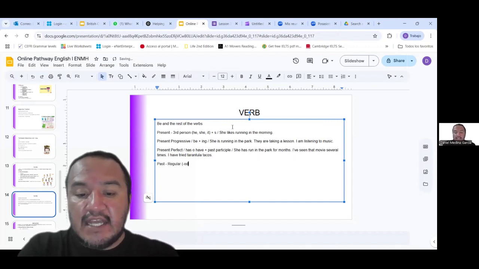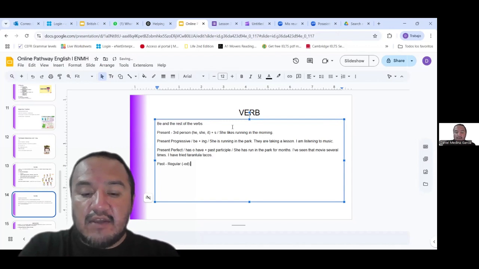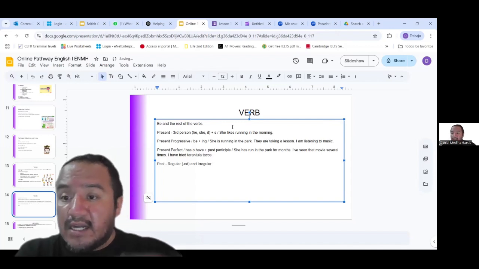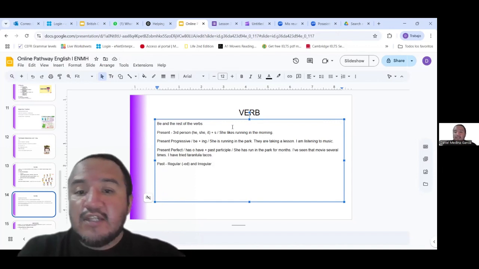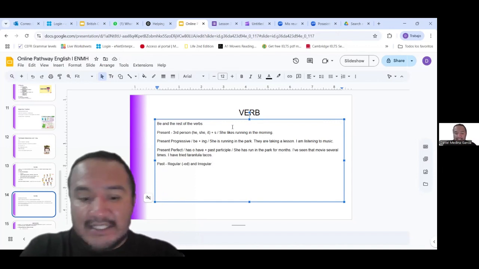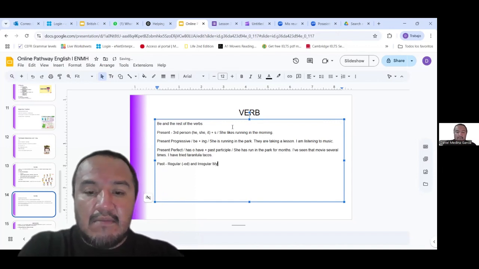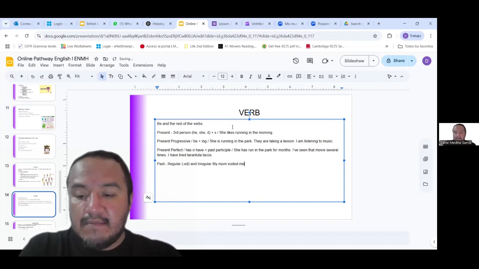The regular verbs end in -ed, and the irregular ones are usually different, and that's why you have a list of verbs that is going to help you. To make the conjugation, you just take the past tense of the verb and you say, my mom visited me.